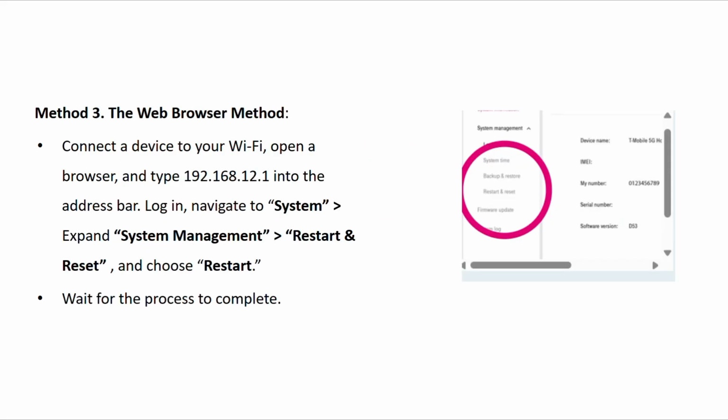Method 3. The web browser method. Connect the device to your Wi-Fi, open a browser and in it type 192.168.12.1 into the address bar and click enter. Then log in and navigate to System, then expand System Management and then Restart and Reset, and choose Restart. Now wait for the process to complete.